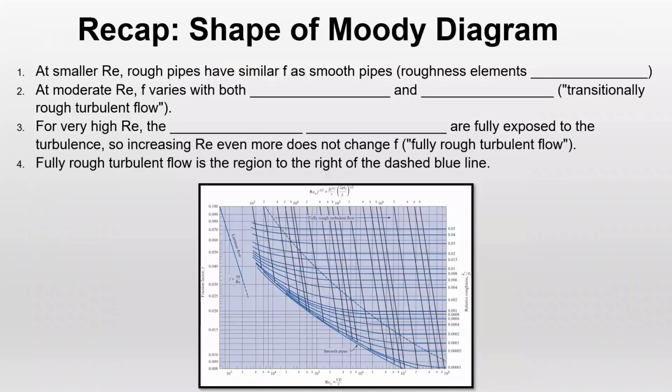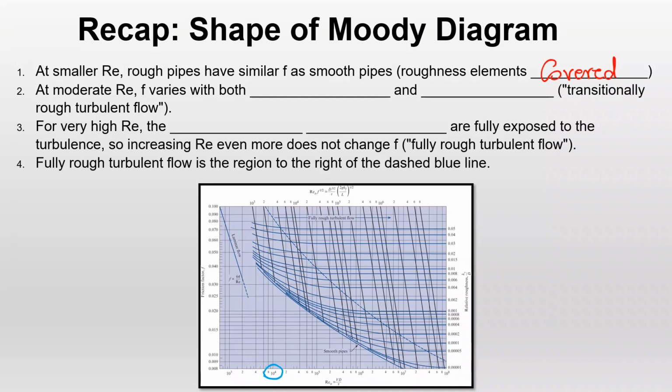To complement our previous slide, let's recap some very important points. So number 1 says that at smaller Reynolds number, rough pipes have similar F as smooth pipes. In other words, roughness elements are covered. So what it says is that at smaller Reynolds number, so this region, for example, represents a smaller Reynolds number, rough pipes have similar F as smooth pipes.